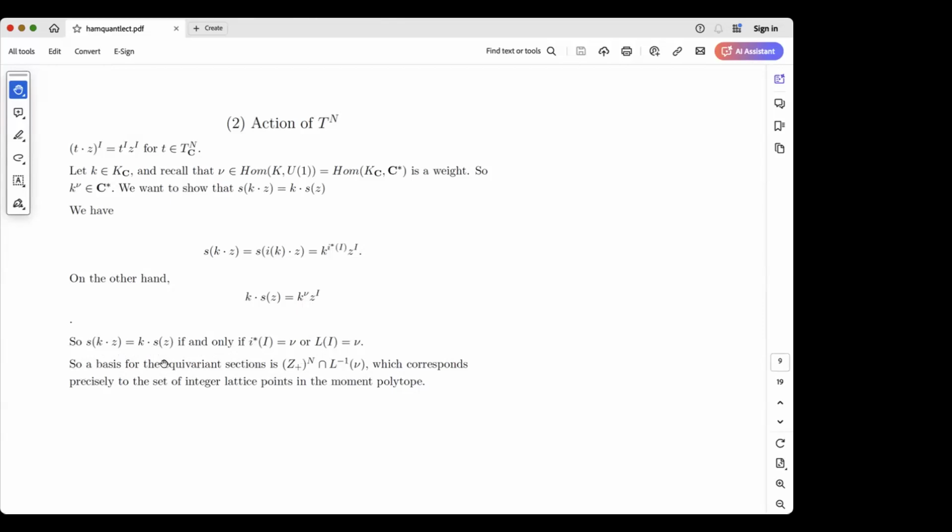So this means a basis for the equivariant sections is the inverse image of nu under the map L, intersect with the positive points in the integer lattice, Z plus to the capital N. This is precisely the set of integer lattice points in the moment polytope.